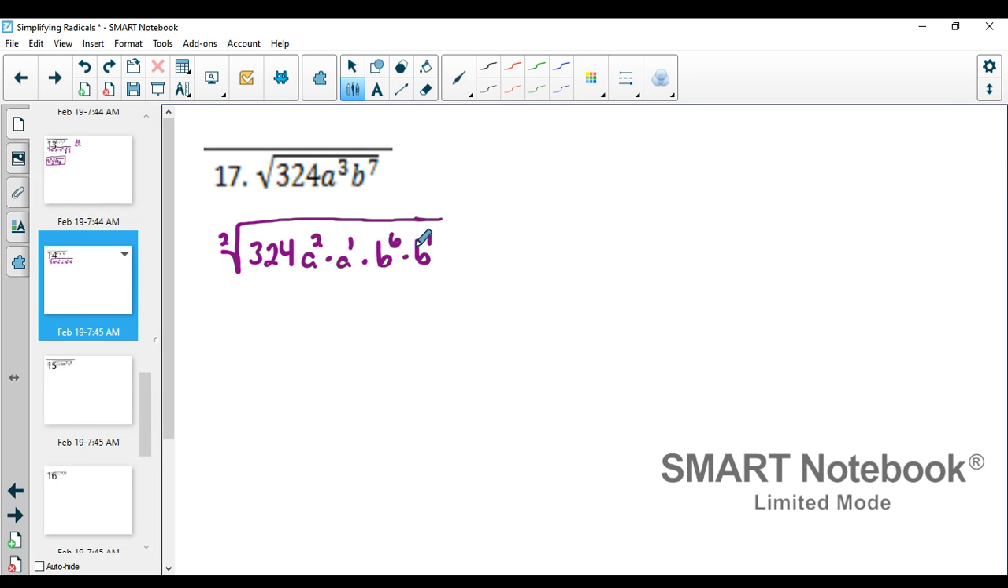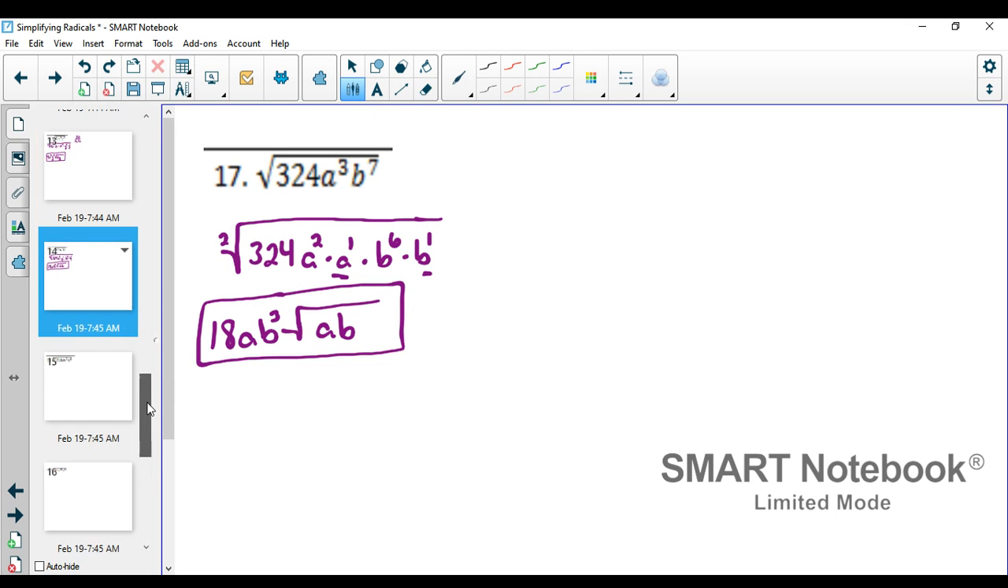And now we have everything broken down to where we can simplify the rest. So the square root of 324 is 18. So we have 18. And then 2 divided by 2 is 1. So you have a to the 1st power out here. This a is not moving. And then 6 divided by 2 is 3. So we have b to the 3rd power. And then that b is going to stay. So the only things left are the a and b to the 1st power. So we have ab under the radical sign. And that's our final answer for that one.